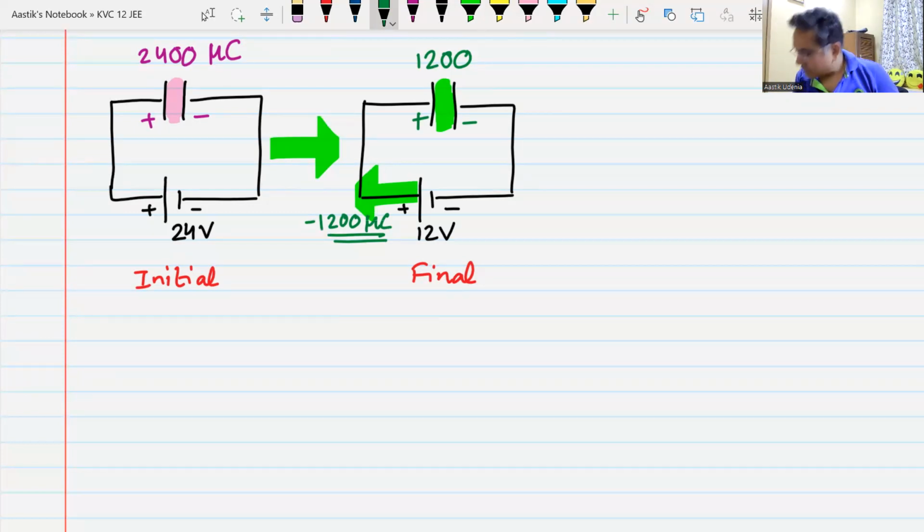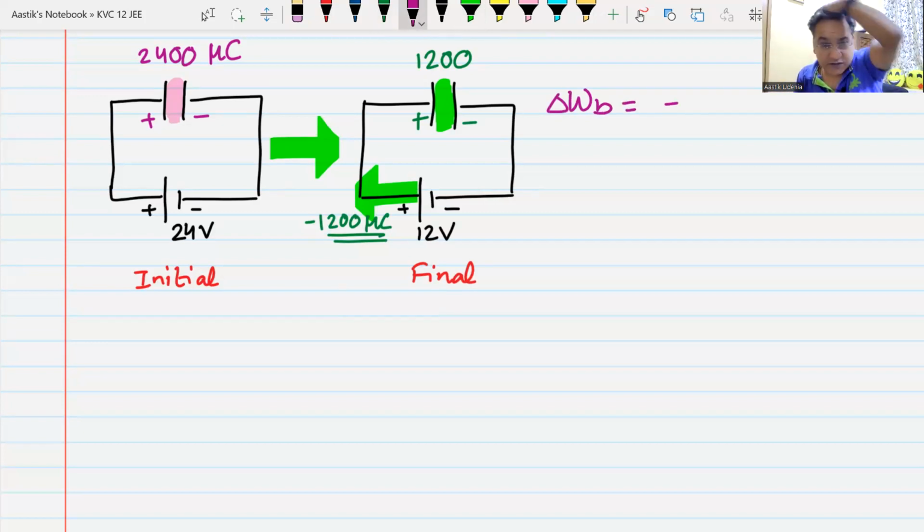Work is done on the battery, so it is going to come as negative. If work is done by the battery, it will come as positive. If work is done on the battery, it would come as negative. We all understand this?